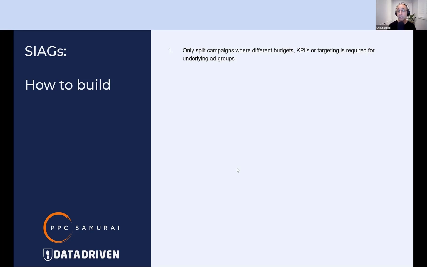Or it might be different KPIs. So maybe you're selling TVs and washing machines. So TVs are going to sell at a different rate and have different ROI than washing machines. So I would potentially need different campaigns for those. And similarly for targeting. So that's geographic targeting or device targeting or whatever else it is that you're splitting up. So try to think when you're splitting out your campaigns and you're mapping out what your campaign structure is going to look like, try not to break stuff up unless you really, really need to.